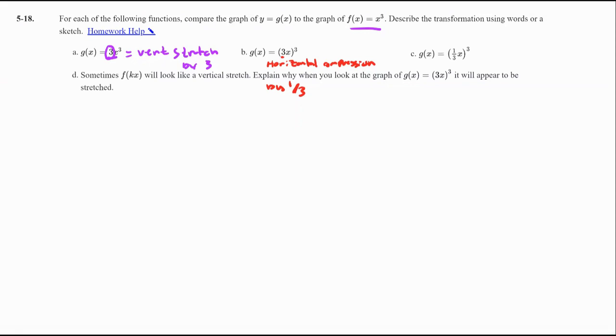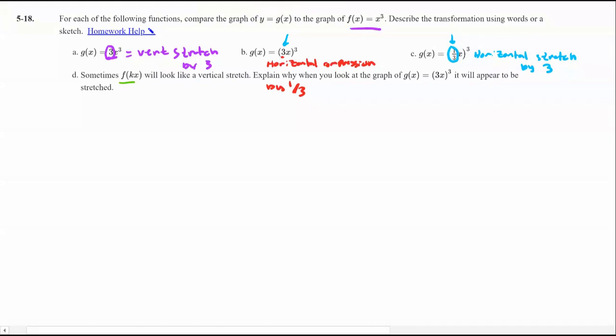So same thing with the last one. This is also a b value, so it's the same idea, except kind of reverse. It's still a horizontal change, but instead of it being a compression, it is actually a stretch, which I know is backwards, but because it's on the inside, even though it's a fraction, it's really being stretched by a factor of 3. So in these ones here, the b value, or whatever's happening on the inside, is kind of the reverse of what you would think, and we take the reciprocal of that to talk about the factor by which it's stretching or compressing.